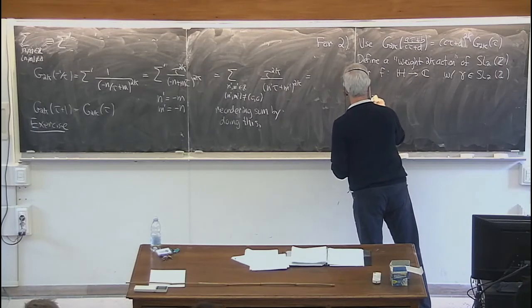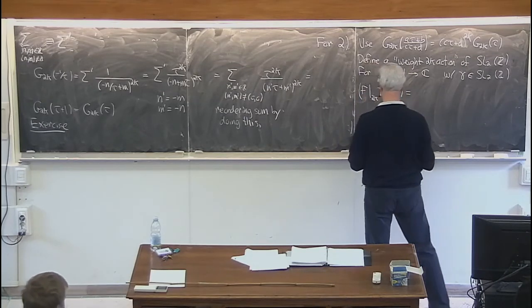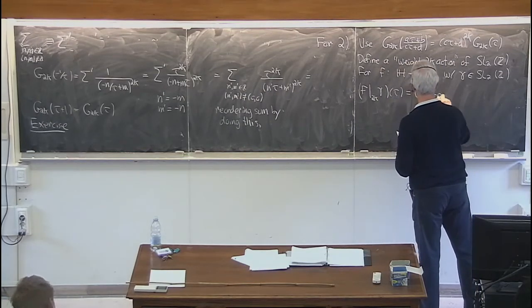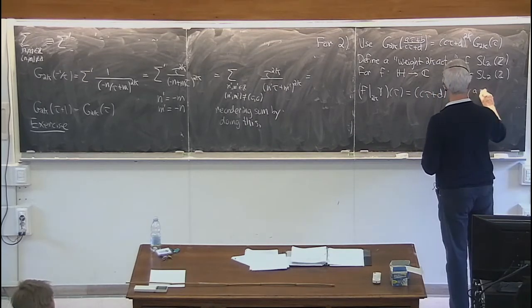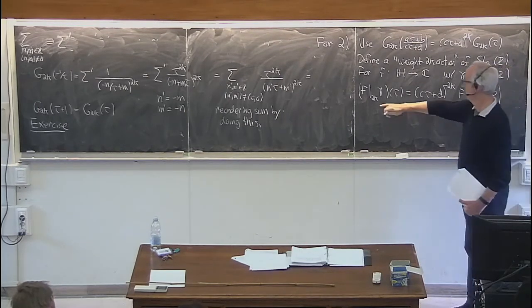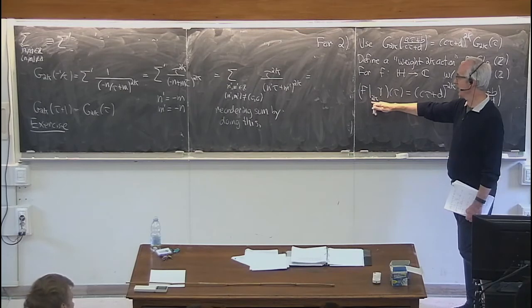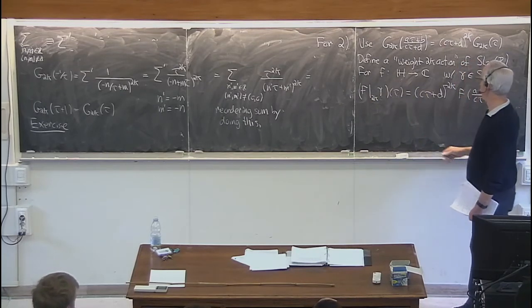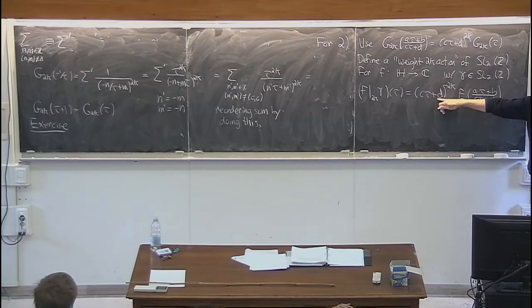I'll write this as F bar gamma of tau is equal to C tau plus D to the minus 2k times F of A tau plus B over C tau plus D. In other words, this says take an element of SL2Z; its weight 2k action on a function of tau, which is in the upper half plane, is given by taking the function at A tau plus B over C tau plus D and multiplying it by C tau plus D to the minus 2k.